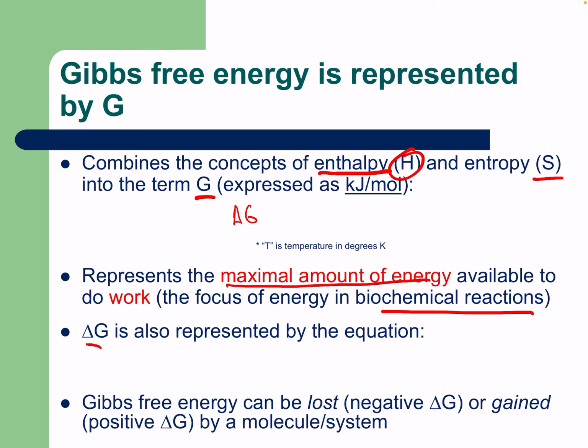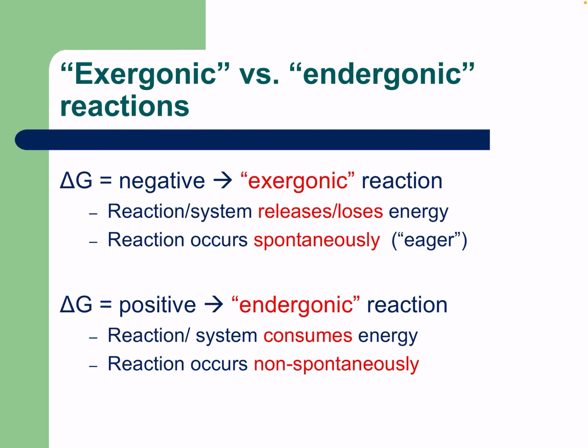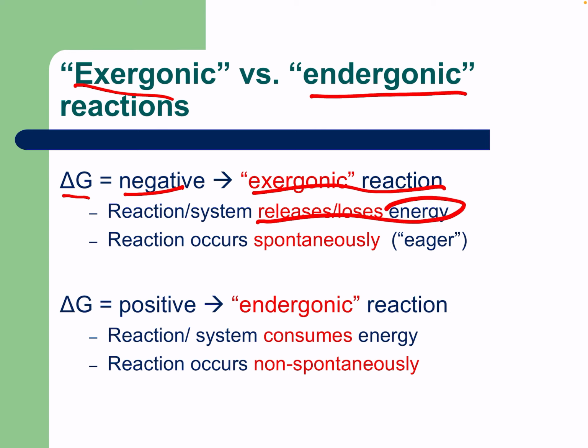Change in Gibbs free energy is also represented by certain equations. Gibbs free energy can be lost, which means a negative change of G, or gained, which is a positive change of G, by a molecular system. Instead of exothermic and endothermic, we have exergonic and endergonic reactions. A negative change in Gibbs free energy is an exergonic reaction. This means the reaction or system releases or loses energy. And again, this reaction occurs spontaneously.